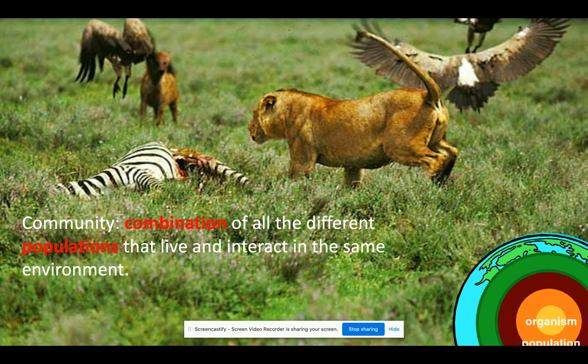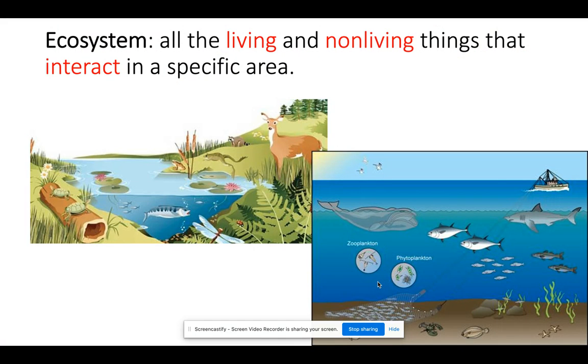Combinations. So the community in this picture here would include the lion, the zebra, the hyena, the vultures, let's see, the grasses, even the bacteria that grow in the soil, all right? So the community is all of the living things that live in an area. Now, the ecosystem is, like I said before, all the living and non-living things that interact in an area. So we affect the non-living things, and the non-living things affect the living things. So it's this interaction, it's kind of back and forth.